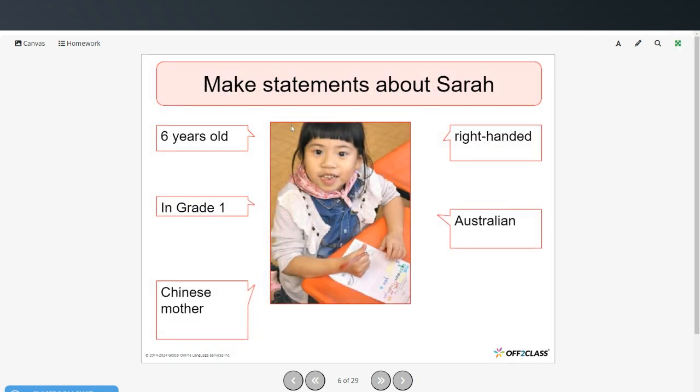Now, we want to do the same thing for Sarah. So see if you can write some sentences about Sarah. Again, you can pause the video while you do this and then restart when you're ready to check your answers.